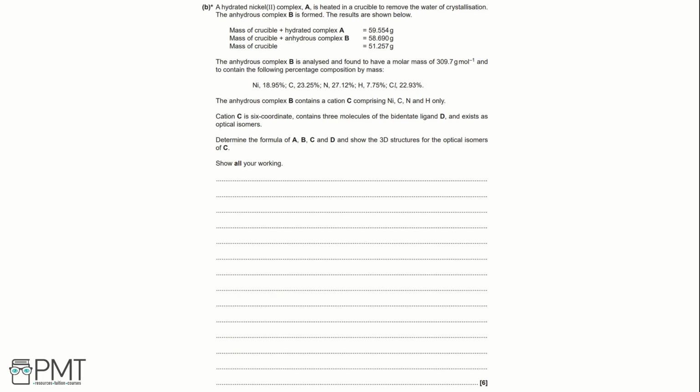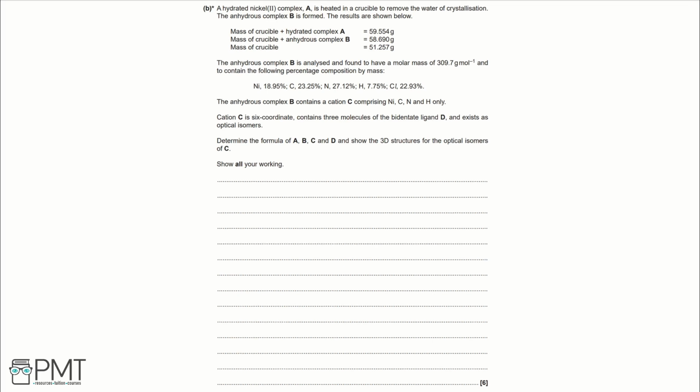The anhydrous complex B contains a cation C comprising nickel, carbon, nitrogen, and hydrogen only. Cation C is 6-coordinate, contains 3 molecules of the bidentate ligand D, and exists as optical isomers. Determine the formula of A, B, C, and D, and show the 3D structures of the optical isomers of C. Show all your working. Let's start by working out the formula of the anhydrous complex B by using the percentage composition by masses and the molar mass.